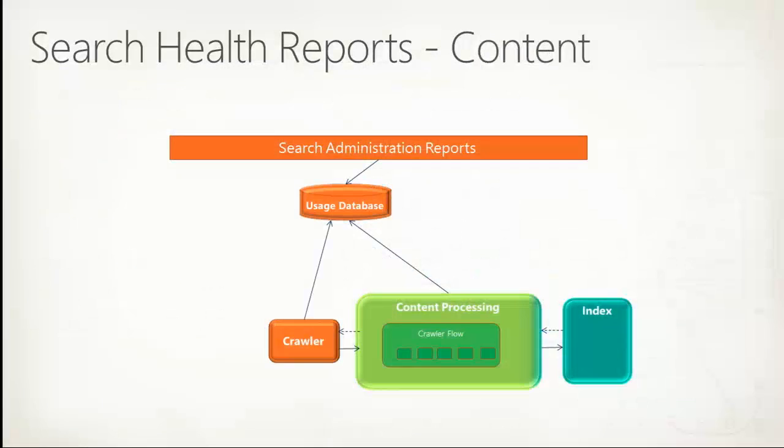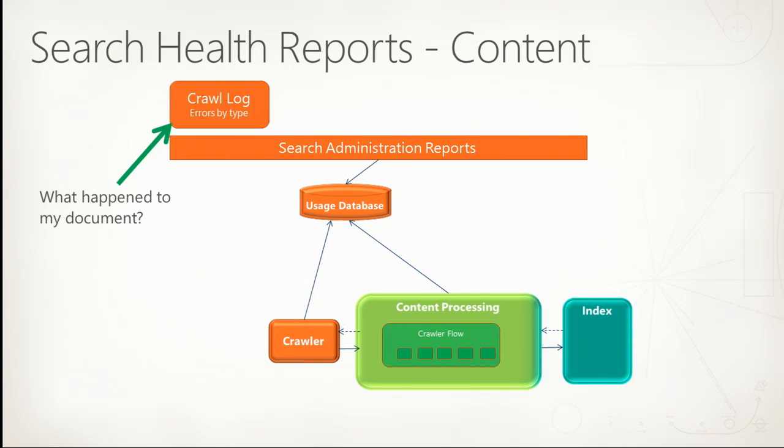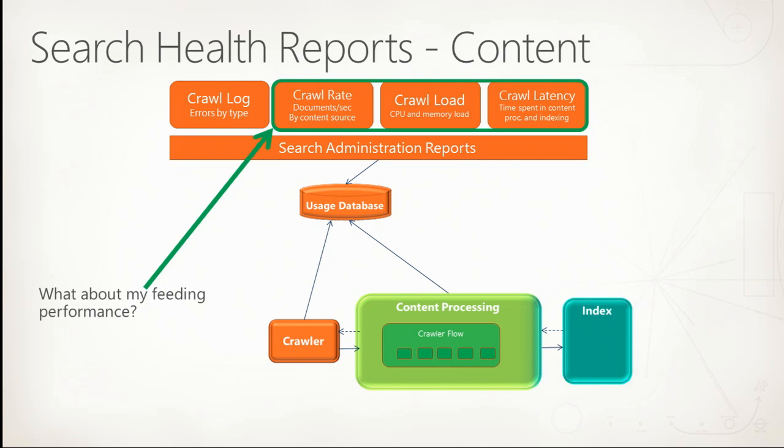On the content side, we have a number of reports that are useful. If you care about what happened to the document, you look at the crawl log. There was a lot of useful information about that in the previous session. And if you're worried about what happens with the feeding, or you have problems with performance, you would look at these reports, looking at the crawl rate, crawl load, and the latency. And there are more details on the crawl log as well if you look at the recording from SPC 044 earlier this week.